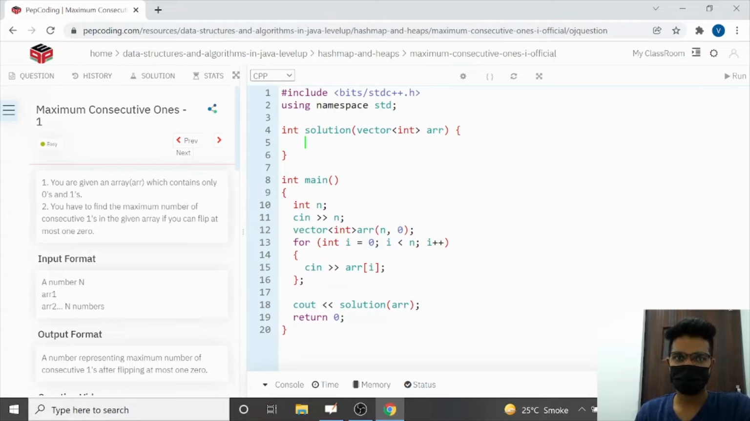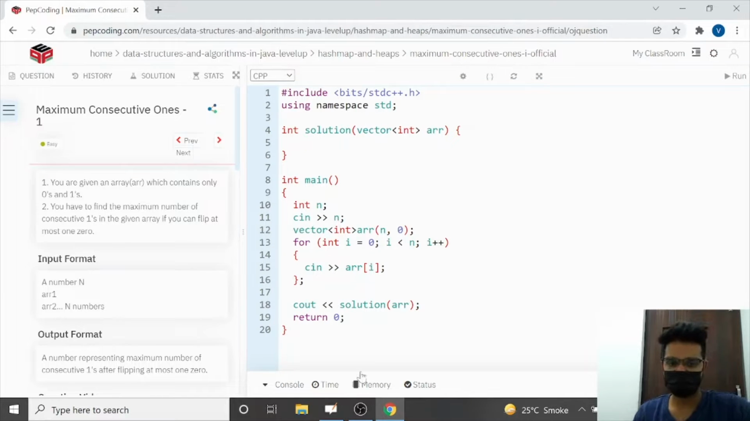In this video, we are going to discuss our question maximum consecutive ones, the first part of it. So in the input, we are given an array that contains only 0 and 1. And we are required to find the maximum number of consecutive ones there will be if we are allowed to flip at most 1 zero.